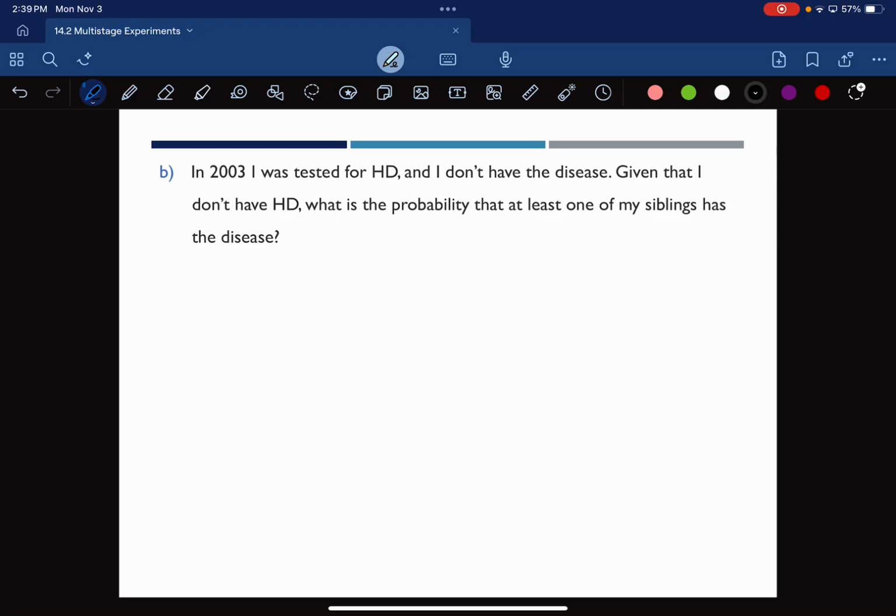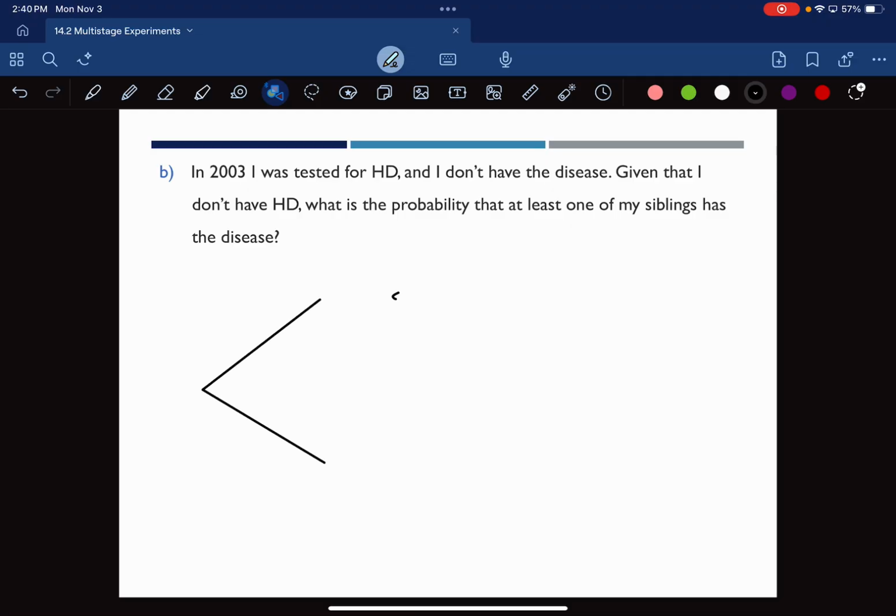About a year ago, when I was teaching this, I was able to tell my students that my brother was having some brain issues. And because of the brain issues that he was having, they decided to go ahead and test him for Huntington's disease as well. So what is the probability that at least one of my siblings has Huntington's disease?